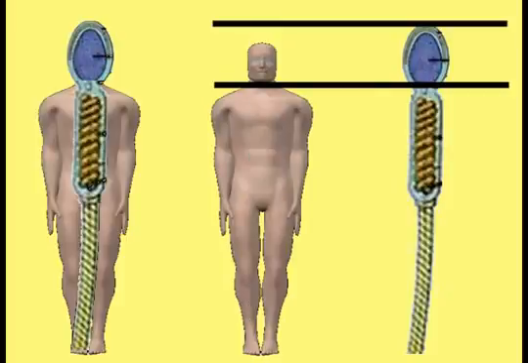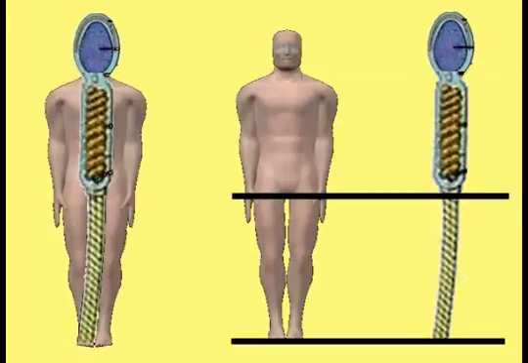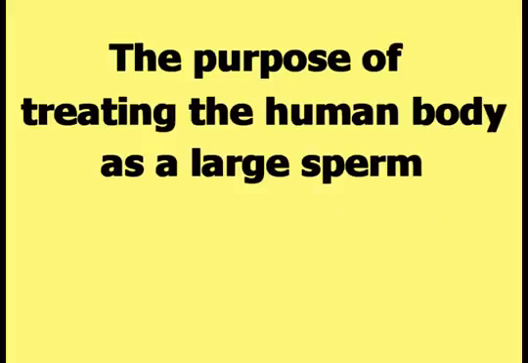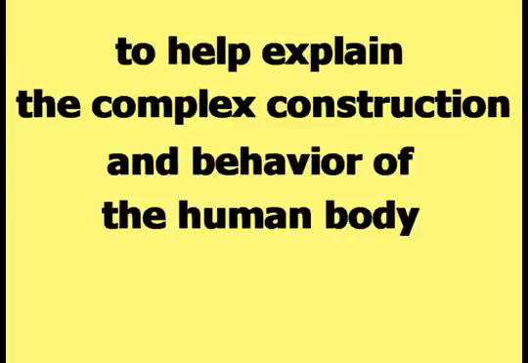The head of the sperm matches to the head of the human body, the body of the sperm matches to the torso of the human body, and the tail of the sperm matches to the legs of the human body. The purpose of treating the human body as a large sperm is to use the simple characteristics of a sperm to help explain the complex construction and behavior of the human body.